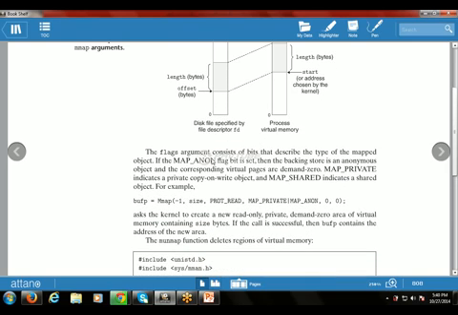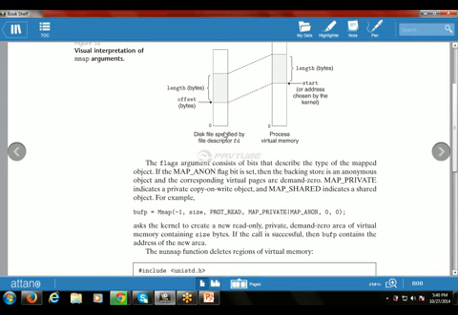This says the flag argument consists of bits that describe the type of the mapped object. These are the flags that are generally used to describe the type of the mapped object. If the map anon flag bit is set, then the backing store is an anonymous object and the corresponding virtual pages are demand zero. Map private indicates a private copy on write object. That is, map private is used for the private copy, and the shared object is used for sharing. Map shared indicates a shared object.